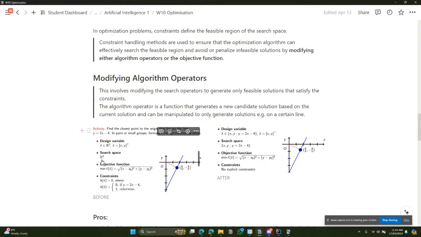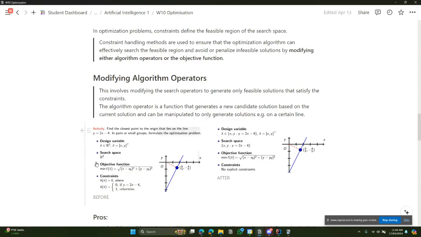So the objective function was to minimize. Oh, I didn't tell you what the problem is. It's stated at the top. This problem is basically the classic problem of finding a point on a line that's closest to the origin. So this is the objective function: we're trying to minimize the Euclidean distance from any point to the origin. The constraint is that it has to lie on the line y equals 2x minus 4. That's the only constraint, and we're searching the entire search space.